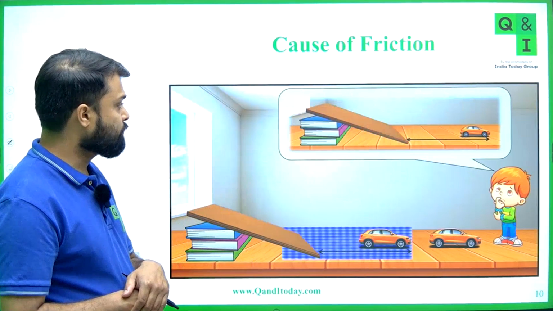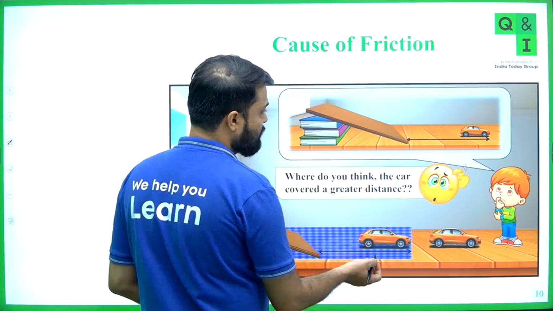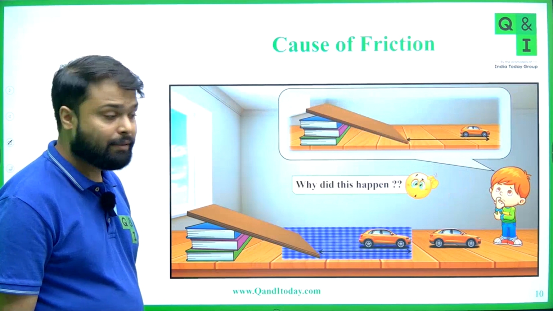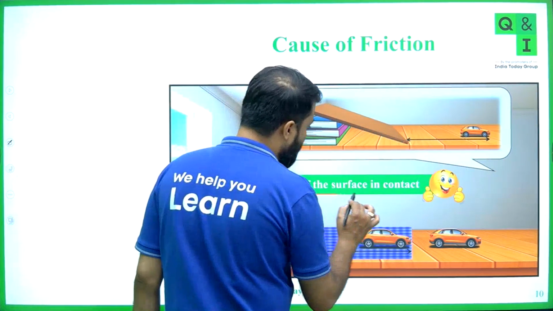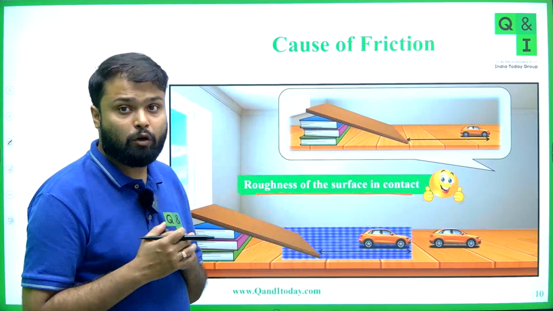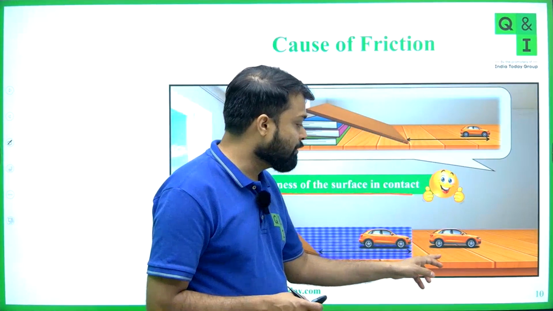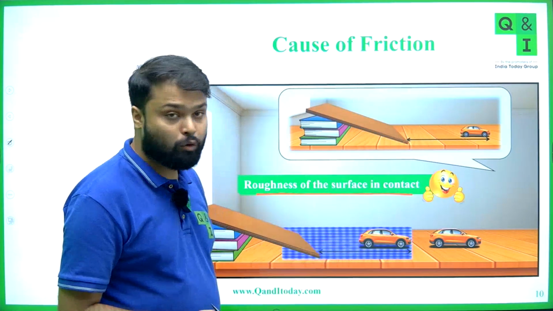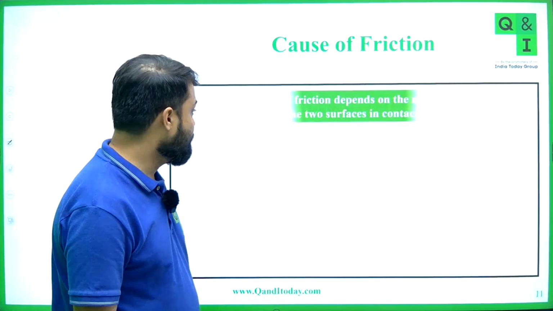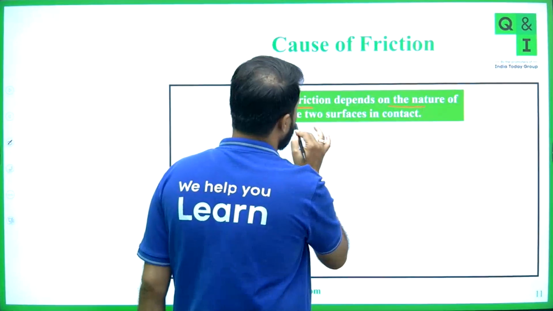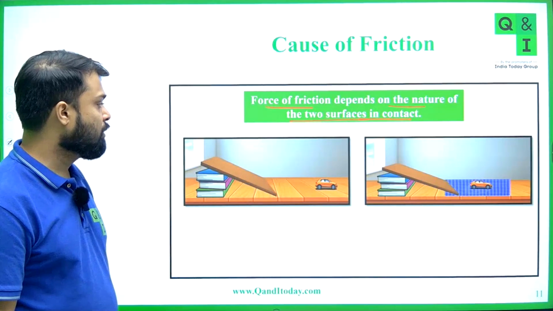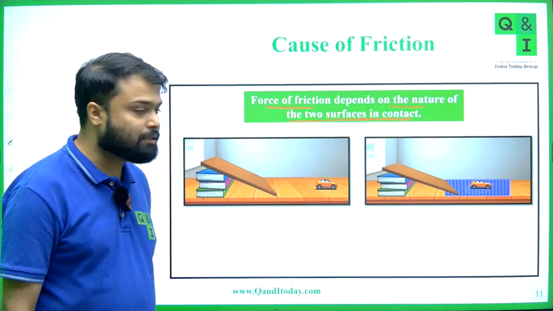So here, where do you think the car covered a greater distance? In the first case, that is when the surface is of wood. But why does this happen? Because of the roughness of the surface in contact. We always see what the surface is when two bodies are in contact. In the first case, this tire is in contact with the wooden floor, and in the second case, with the cloth. So force of friction depends upon the nature of the surface in contact. This is very important. You can see by the activity that in the first case the car travels more distance, and in the second case less distance.